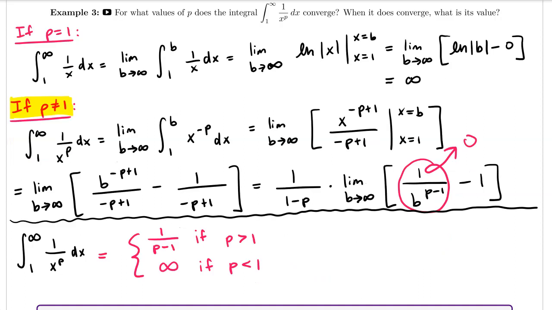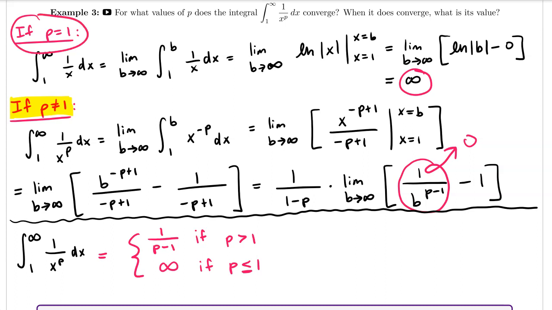So to condense what we have written, now we can say that the integral from 1 to infinity of 1 over x to the p power dx is equal to 1 over p minus 1 if p is greater than 1, and then it's equal to infinity if p is less than 1, or also the case if p is equal to 1. And that was from earlier, right here, when p was equal to 1.